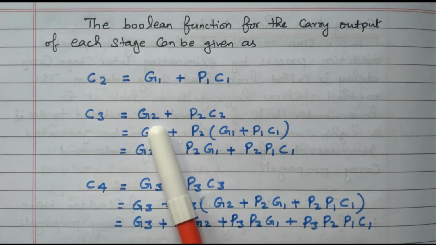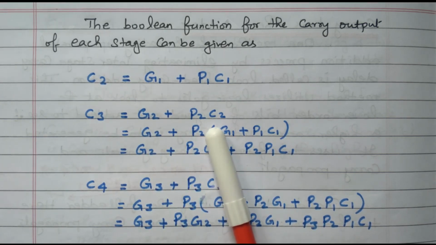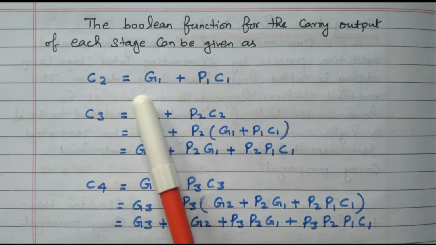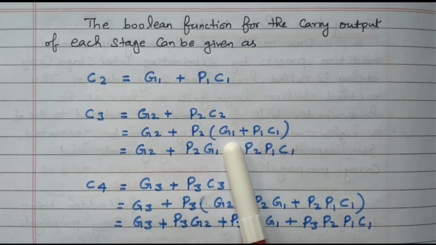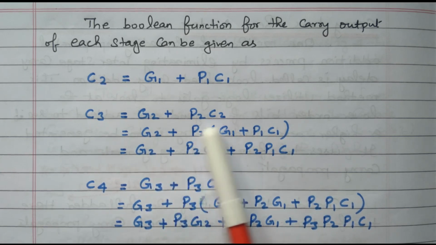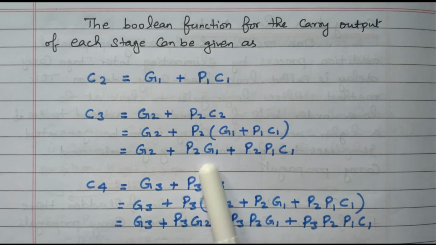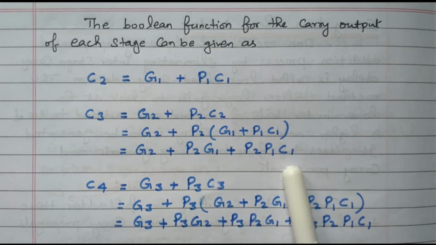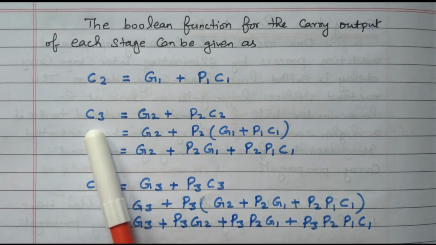Then C3 is nothing but G2 plus P2 into C2. Now, we will substitute the C2 from the previous stage. C2 is nothing but G1 plus P1 C1. So, the C2 is replaced from the previous expression. So, it is nothing but G2 plus, multiplying inside, P2 into G1, then P2 P1 C1. See this, the C3 depends upon only C1, not upon C2, right. The C3 will be generated once C1 is generated. This expression does not contain any C2 value, only C1 is available. So, once C1 is generated, we can generate C3 also.